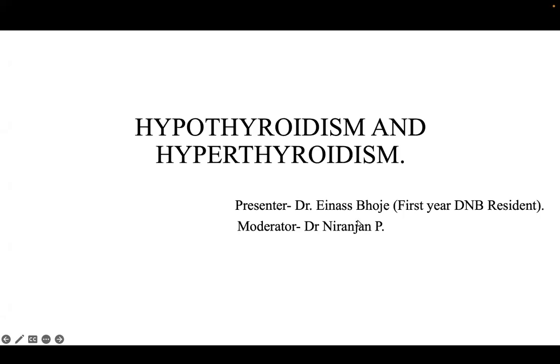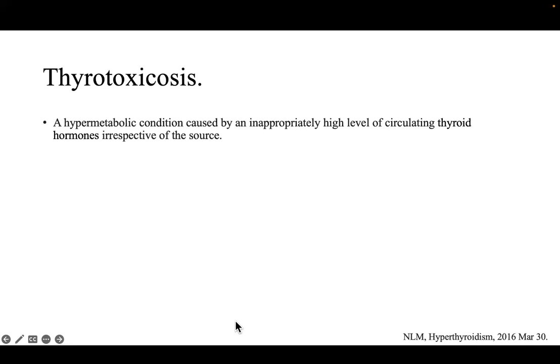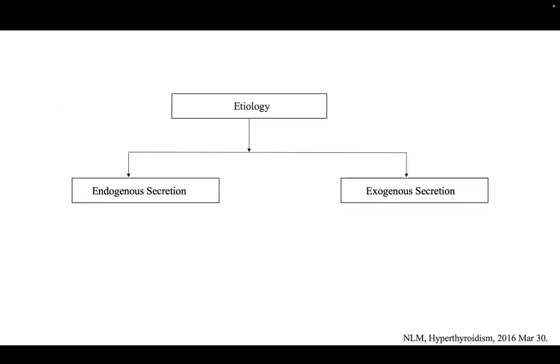So starting with, in the last class we discussed hypothyroidism and Graves' disease. Moving ahead, there's thyrotoxicosis. It's a hypermetabolic condition caused by an inappropriately high level of circulating thyroid hormones, irrespective of the source. As to the etiology, it could be because of increased endogenous secretion or because of an increased amount of exogenous secretion. When we say endogenous secretion, it could be because of a hyperfunctioning thyroid gland.